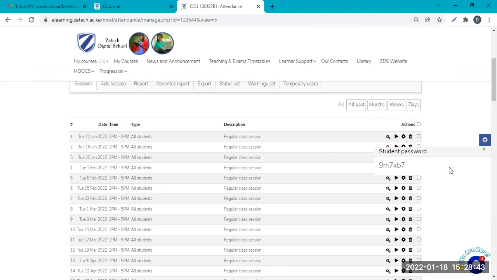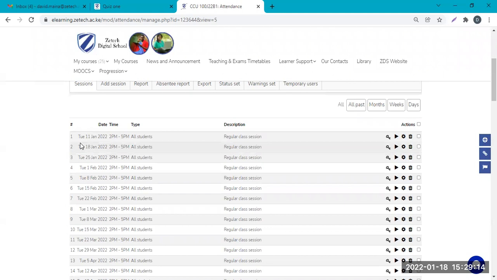So when you click on your register, it will take you where your name is. Then you input that particular password. Once you put that password, you tick the register. You record yourself as present. Hivyo tu. Hakuna maneno mingi. Kwa mfano, let me look at these.